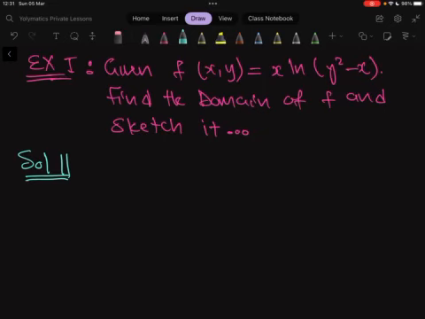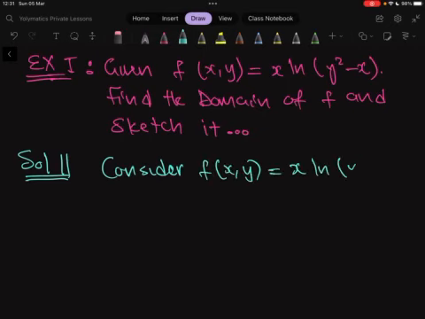Like for example, if we are to consider our function f of x y, which is given as x ln of y squared minus x. So one thing that we can see immediately is the presence of the logarithmic function. So the logarithmic function can be our guide as to how we are going to find this domain. To find the domain, we have to ask ourselves, all these functions that we see which make up the function f of x y, do they have restrictions?